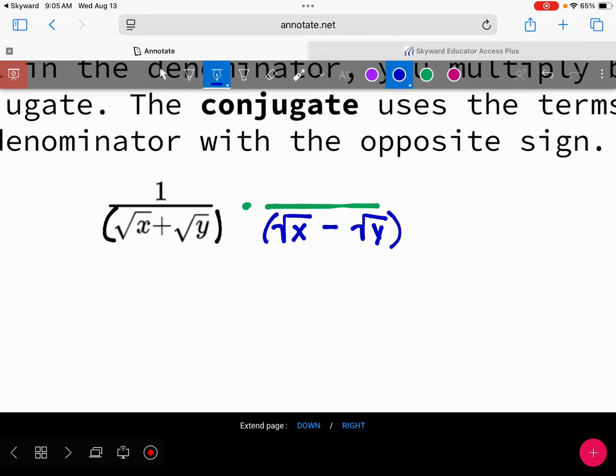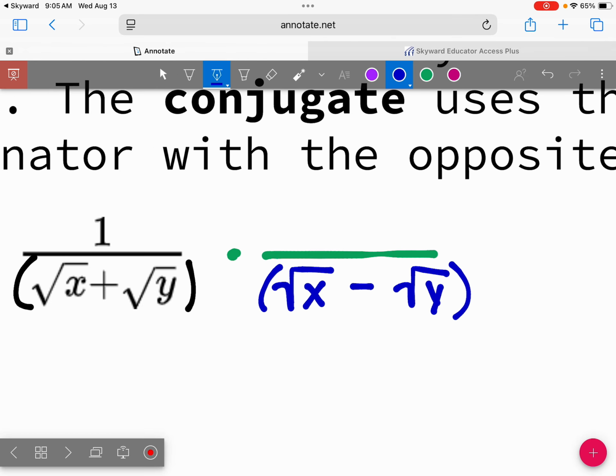Because when we multiply out that denominator, we'll see what happens here in a second, but I need to fix this because in my numerator here, I need to put the exact same thing. Square root of x minus square root of y. Because we are dealing with expressions here, so we always need to multiply by 1. It can be a funny looking 1, but it's got to be a 1.